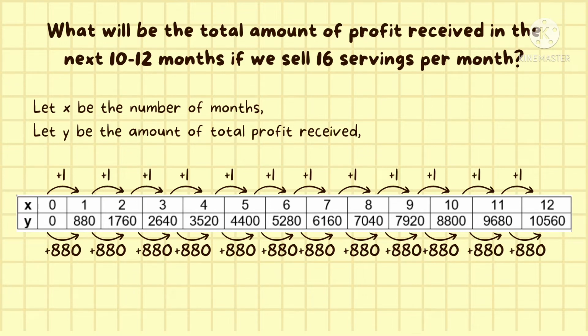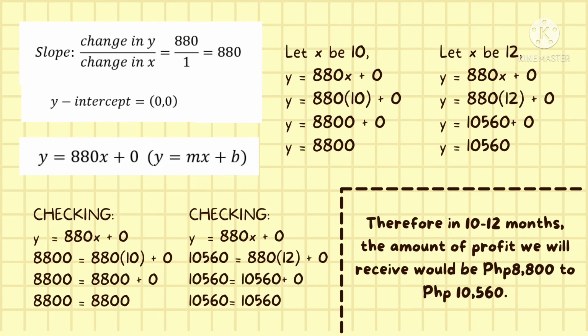Since the question says 16 servings per month, that means that we receive 880 pesos as a profit per month. And since X is the number of months, we add 1, since it's representing the order of the months. And Y is the amount of total profit received, so we add 880 to each month since we sell 16 servings per month. Now let us find the equation of the question.